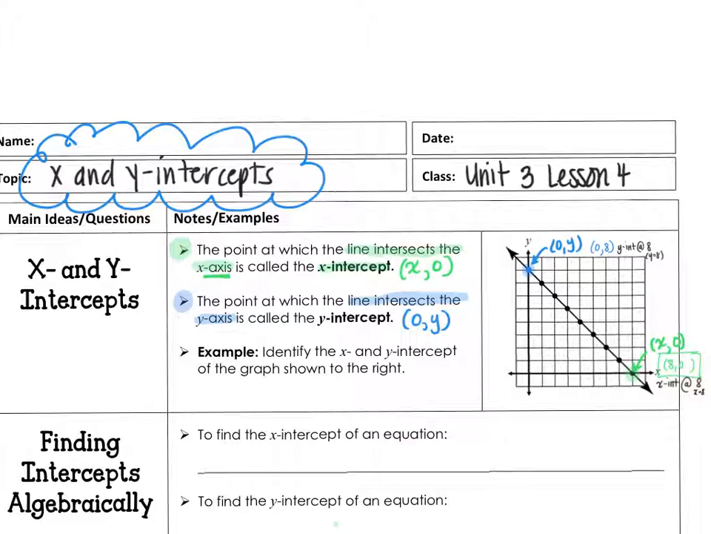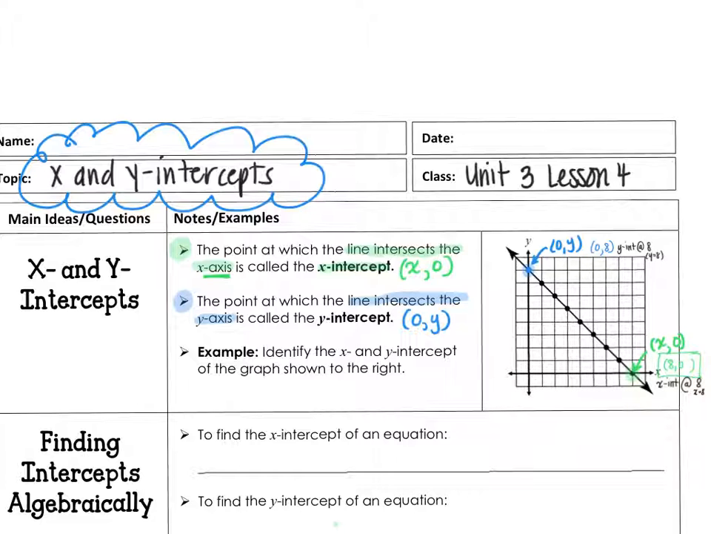Note that a line cannot have more than one x-intercept. There it hits the x-axis. It's going to go on forever. It'll never hit the x-axis again. And a line cannot have more than one y-intercept. It's going to hit the y-axis there, and it's going to go on forever. There are certain lines that can have no x-intercept or no y-intercept, which we'll talk about when we talk about horizontal and vertical lines, guys.